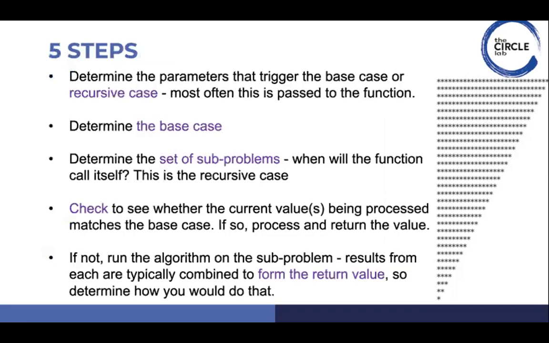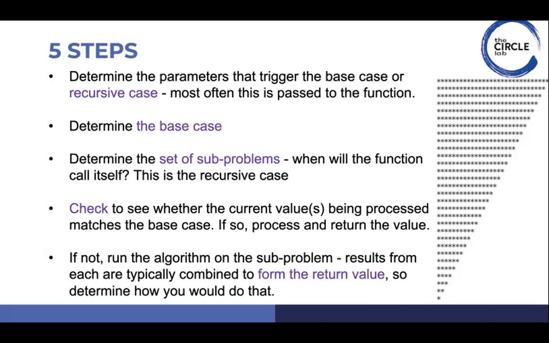Now, I thought I'll get you to think about recursion in terms of 5 steps. Okay, so first one is to determine the parameters that trigger the base case or the recursive case. If you're doing one of those Gradescope sheets that I gave you, so that would be your n in your definition of a function. Most often this parameter is passed to the function, but not always, okay? And we'll look at examples upcoming about when it's not passed.